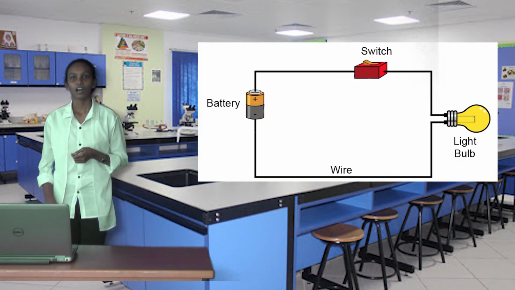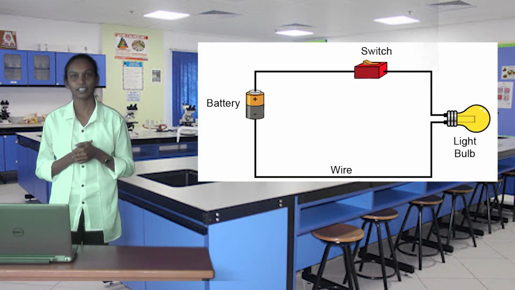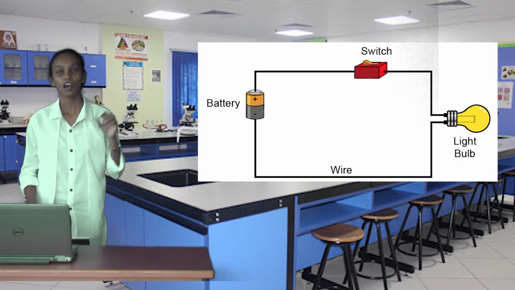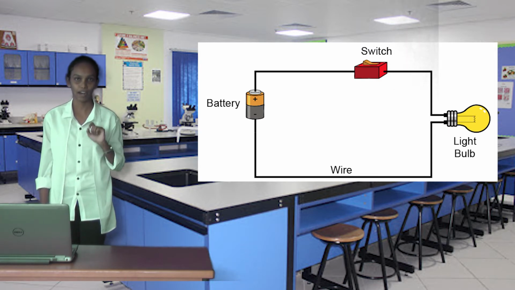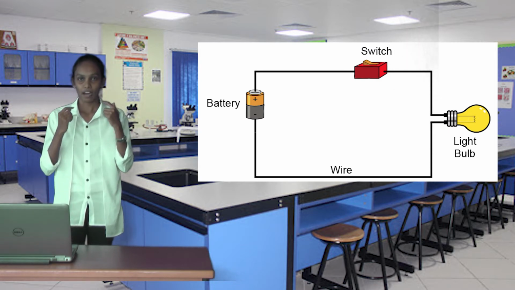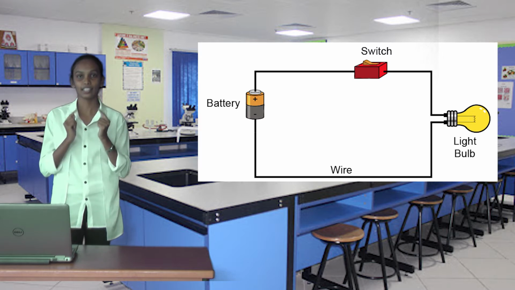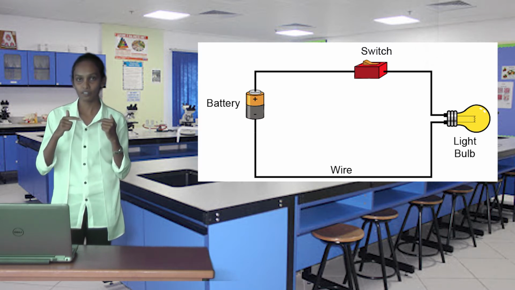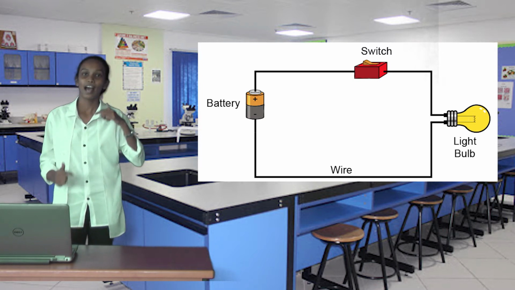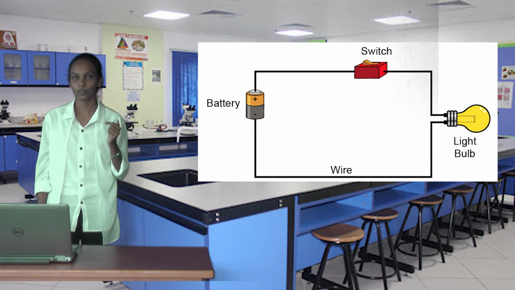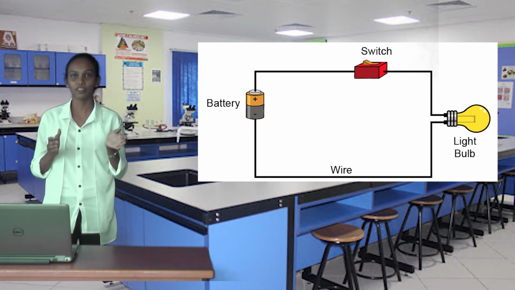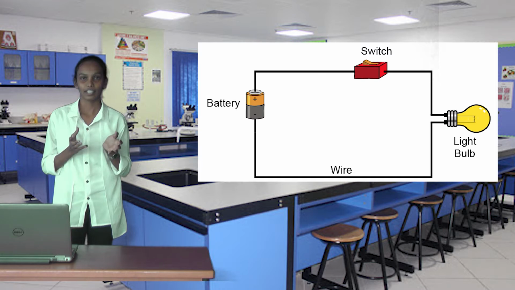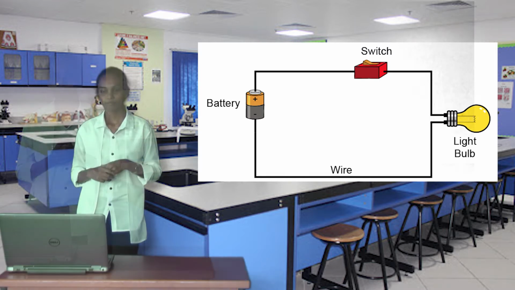Simple circuits. How can we make a simple circuit? To make a simple circuit, we need a battery, a piece of wire, a switch and a bulb. First you take the bulb and there will be two holders in the bulb. You connect one end of the wire to one holder and the other end of the wire to the other holder, and we connect the battery in between and we connect the switch. So we can make a simple circuit at home itself.